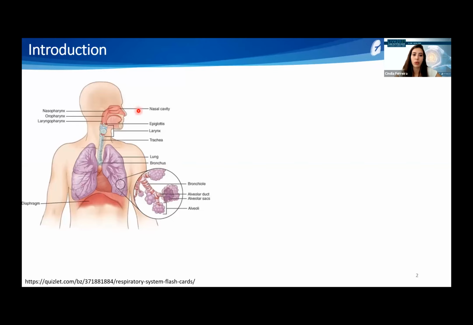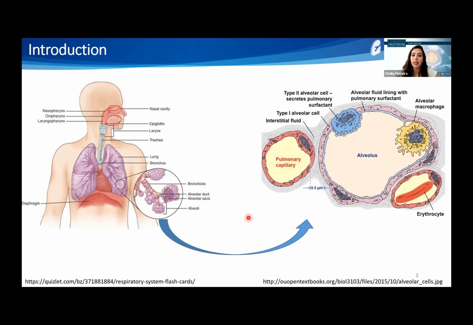So the air enters through the nose and the mouth, goes down the trachea, and then the lungs until it reaches the alveoli, where our interest is. Inside the alveoli, there are two main epithelial cell types, which are type 1 pneumocytes and type 2 pneumocytes, which I will call AT1 and AT2.